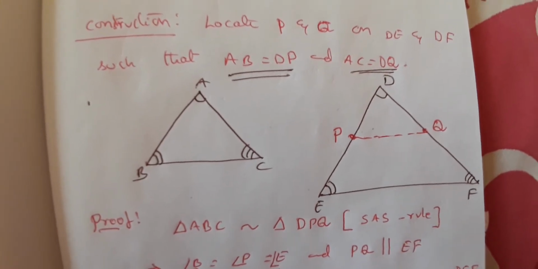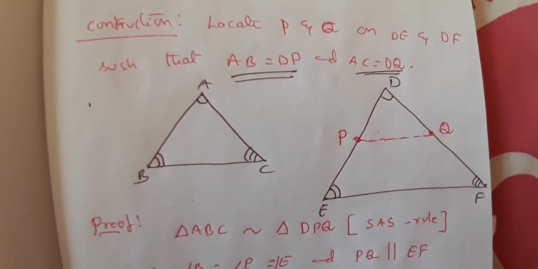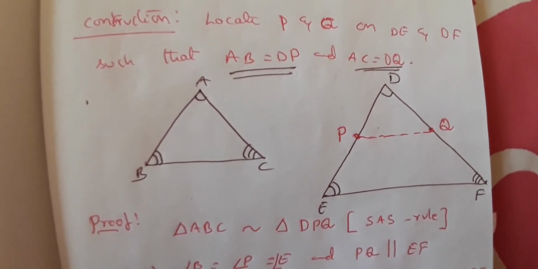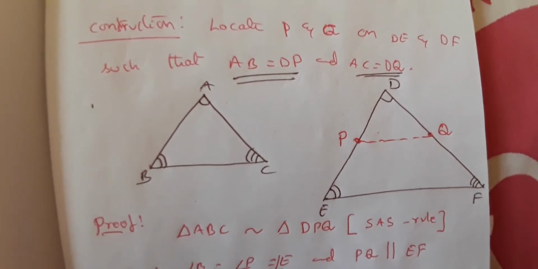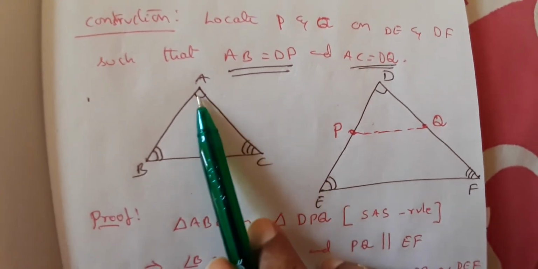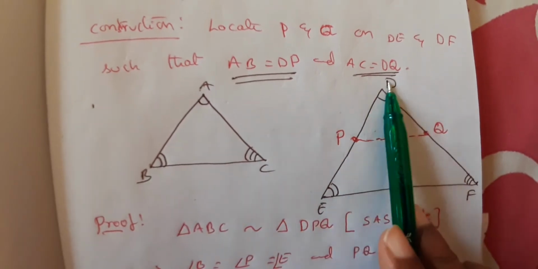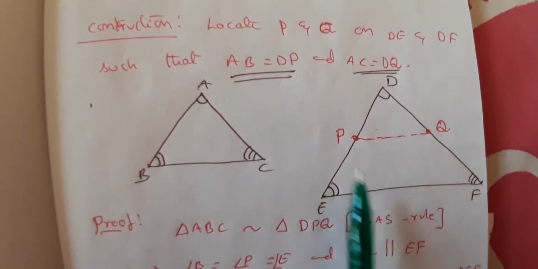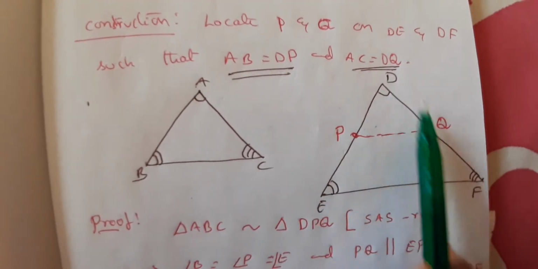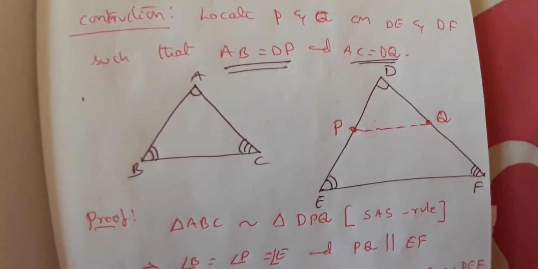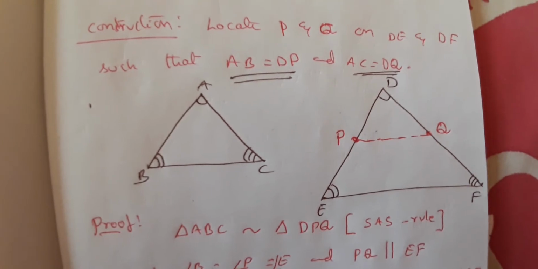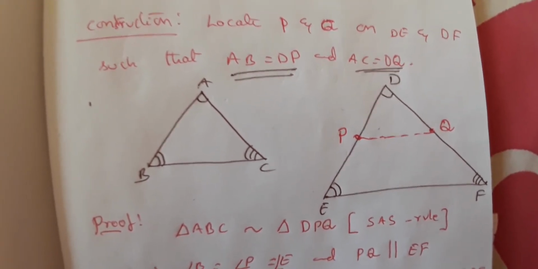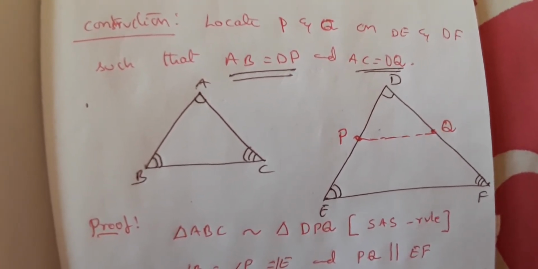So what does the statement say? If these three angles are equal, then what we have to prove is that the sides AB by DE is equal to BC by EF is equal to AC by DF. This is what we have to show. If this is shown, obviously it implies that the two triangles are similar triangles.